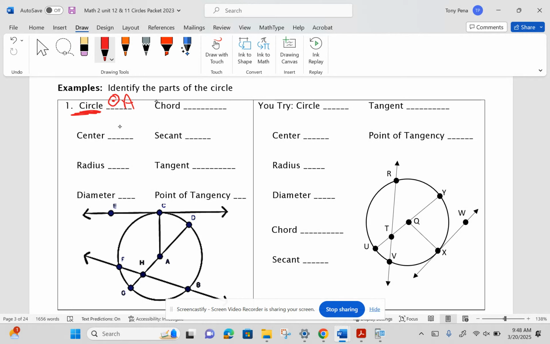All right, what is the center of the circle? A. So that's easy. It's just the point that's in the middle. All right, then do a radius. And there are, again, 1, 2, 3 different radii that you could put here. So see if you can get all 3 radii.